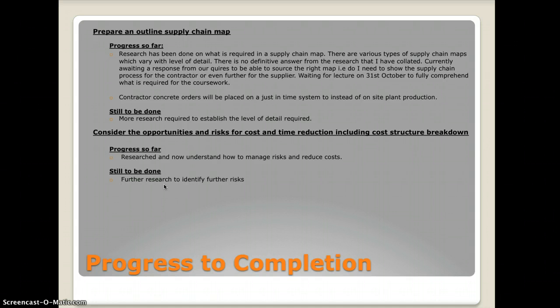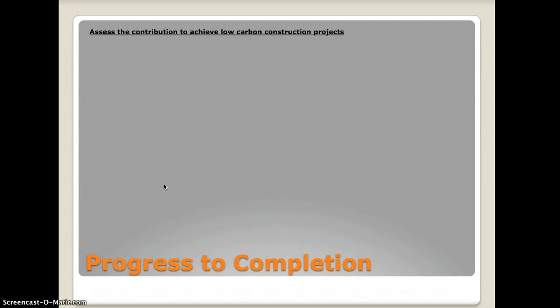I'm Lucy and I've considered the risks and opportunities and time and cost reduction. I've researched and I now understand how to manage and reduce costs, but I still need to carry out research to identify further risks and ways to reduce time and costs, and also need to provide a cost structure breakdown for concrete as a product.